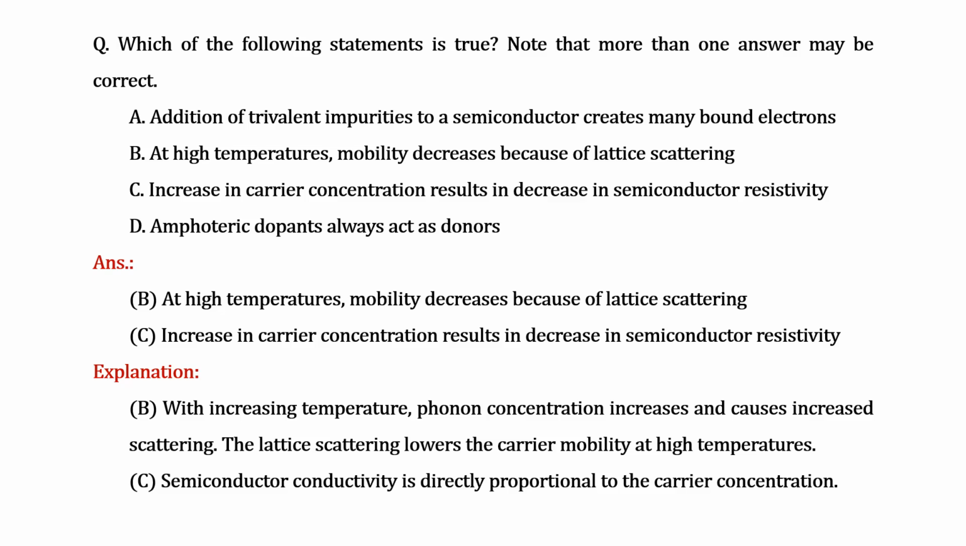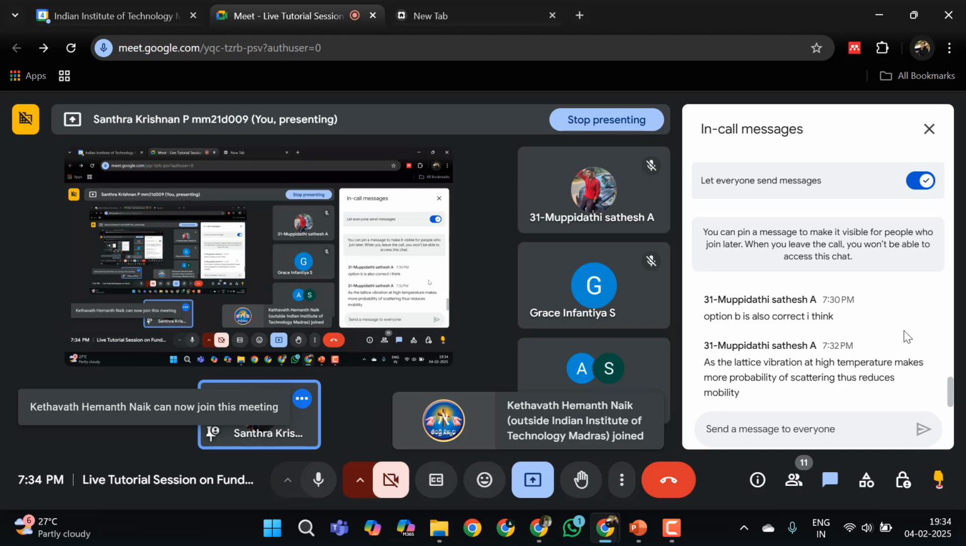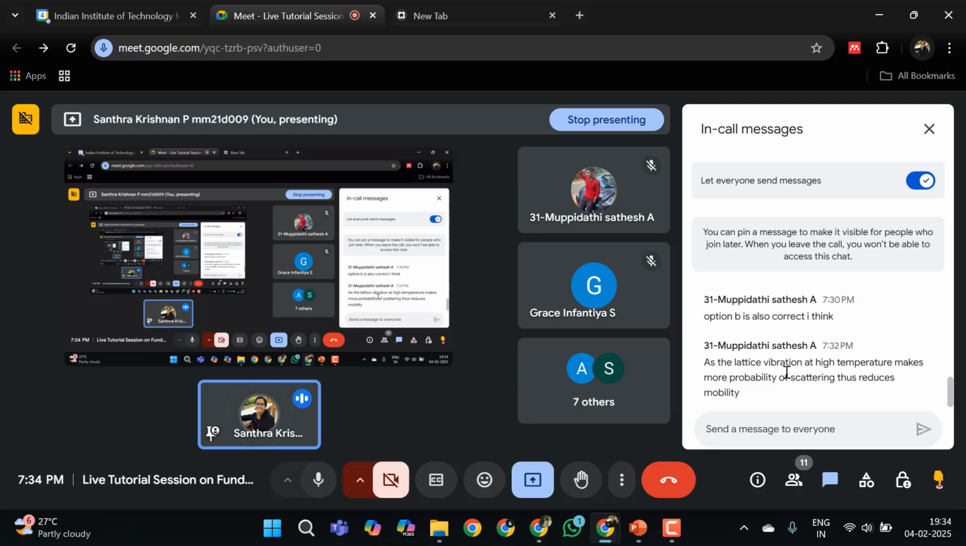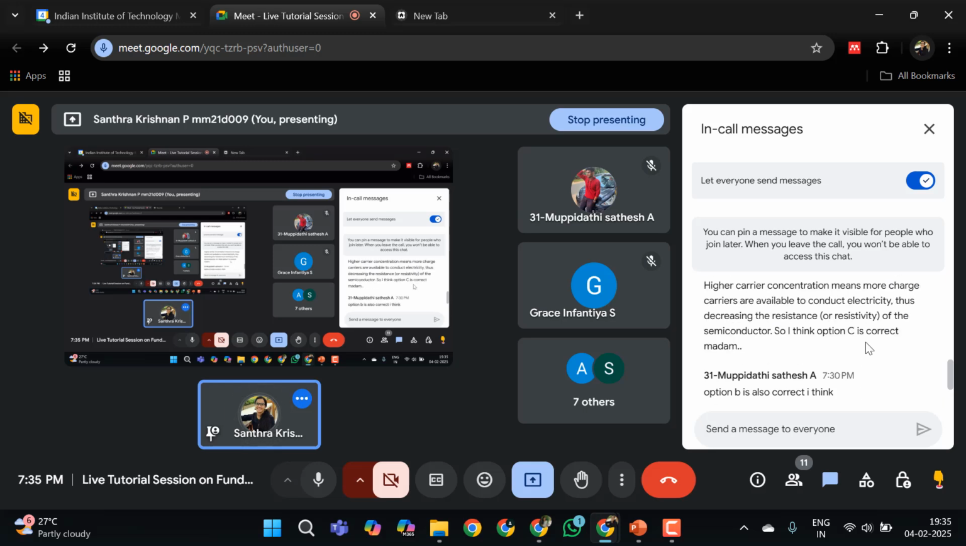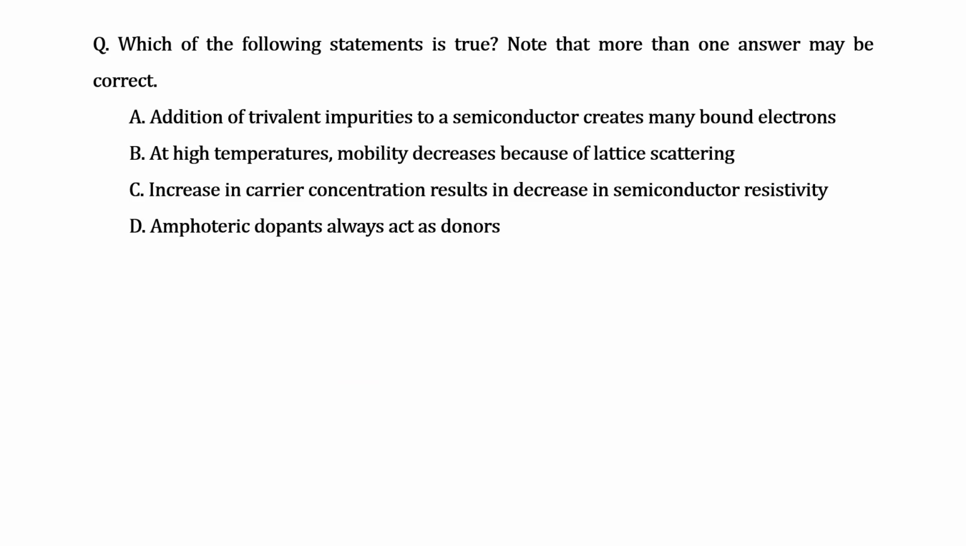Okay, I put here some information. One person had option B is correct, and another person, Satish, mentioned that as the lattice vibration with high temperature makes a high probability of scattering, this reduces mobility. That is correct. Yeah. So I hope we can move on to the next question.